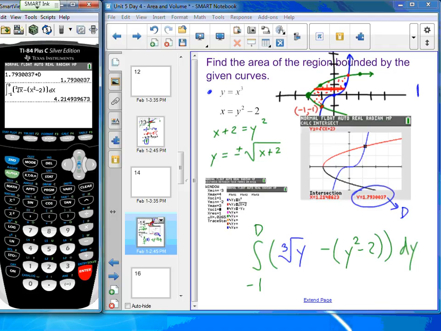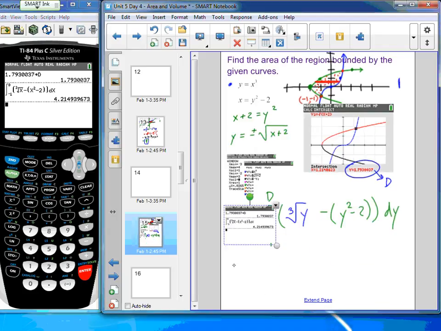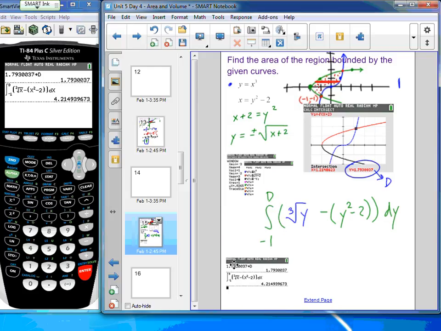So 4.215 would be correct to 3. 4.215, is that what you guys are getting? Awesome. So did you guys get that? Did you guys get the same thing? Yeah. And we have to keep 3, right? We have to keep 3.